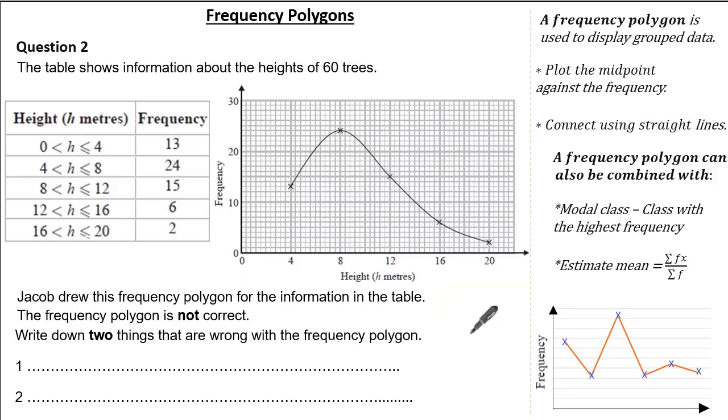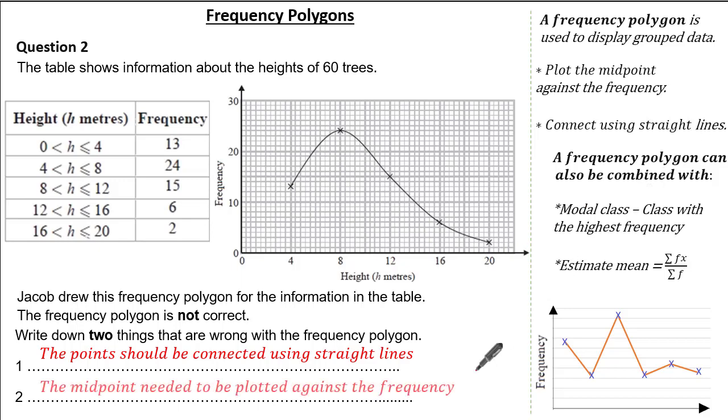So hopefully you spotted the 2 main things wrong with this question. First things first, points should be connected using straight lines. This was our key information that we discussed at the start of the lesson. The second point is that the midpoint needed to be plotted against the frequency. Here, between 0 and 4, the midpoint is 2, but Jacob plotted 4. Here, the midpoint should have been 6, but Jacob plotted 8. So the 2 mistakes were Jacob should have connected using straight lines, and Jacob needed to plot the midpoint against the frequency.